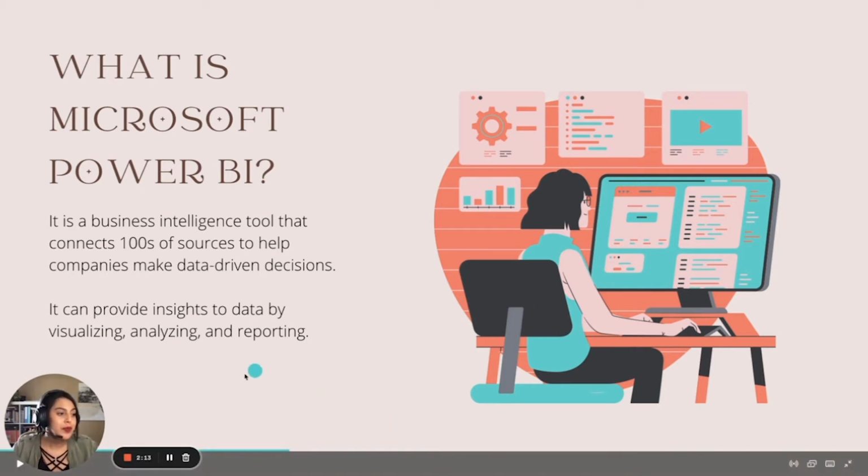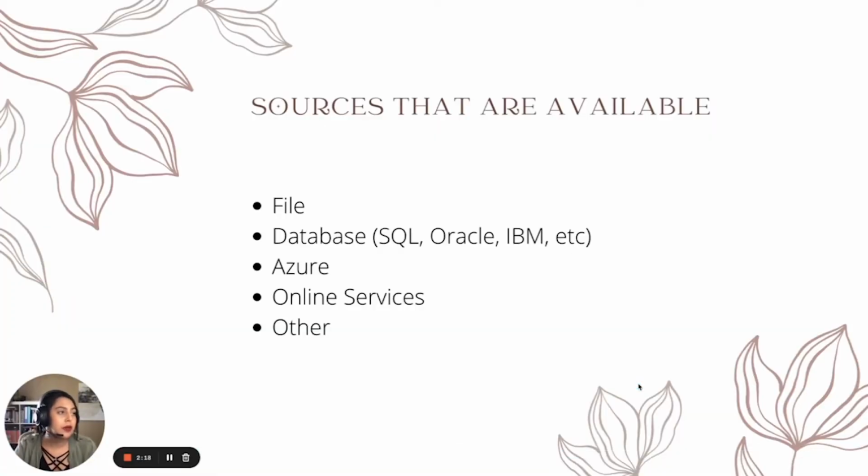So, moving on here, I also want to explain some of the different sources that are available through Microsoft Power BI, and that includes these five different areas. Files: anything to do with Microsoft Excel, CSV files, they have that to be able to get connected through Power BI. Databases as well: the SQL Server, Oracle, IBM databases. There are probably not hundreds, but there are several databases that you are able to connect through Microsoft Power BI.